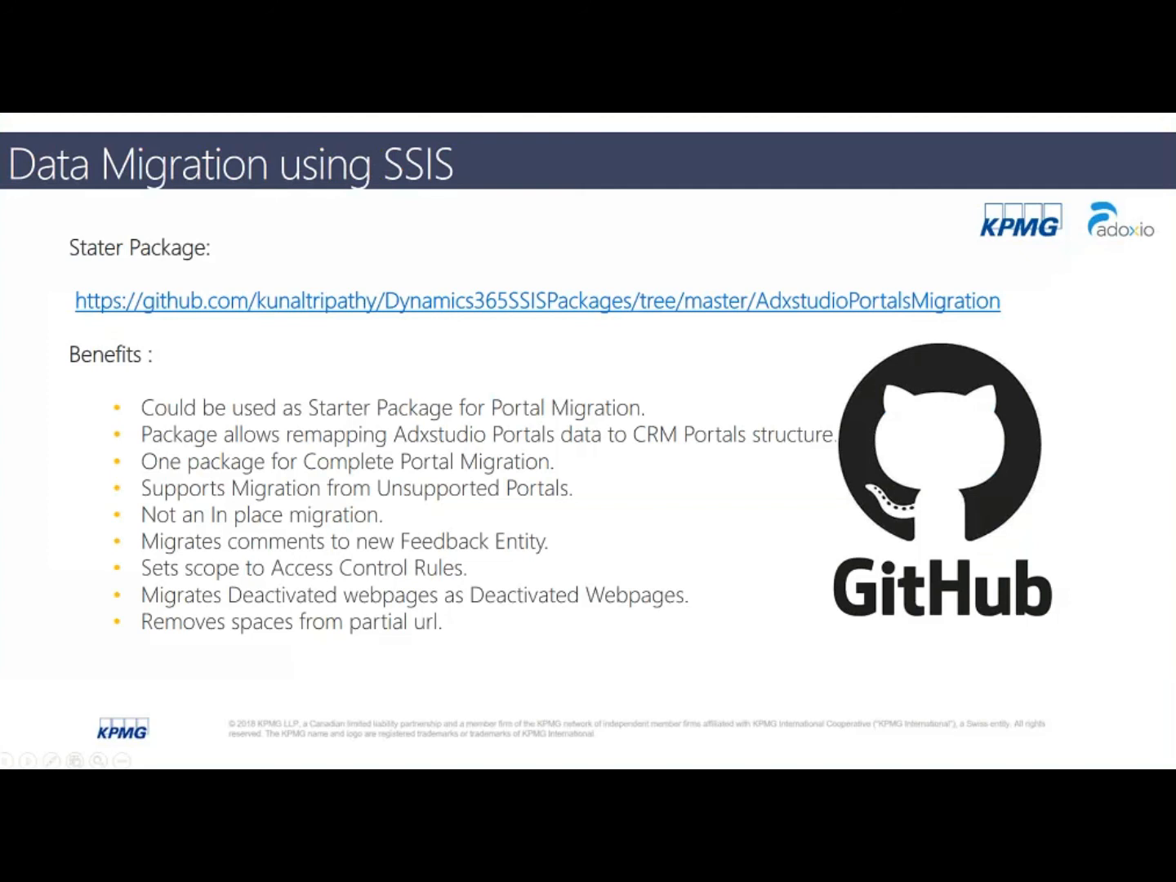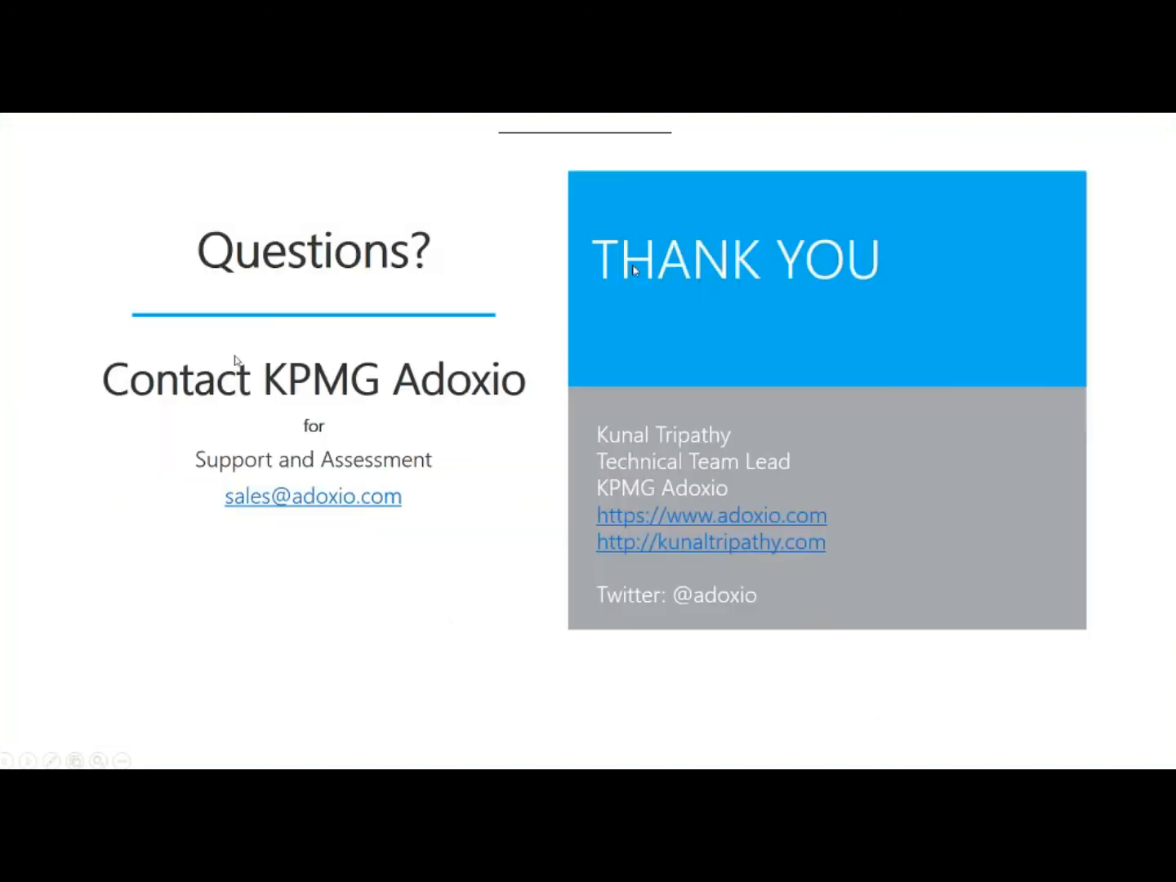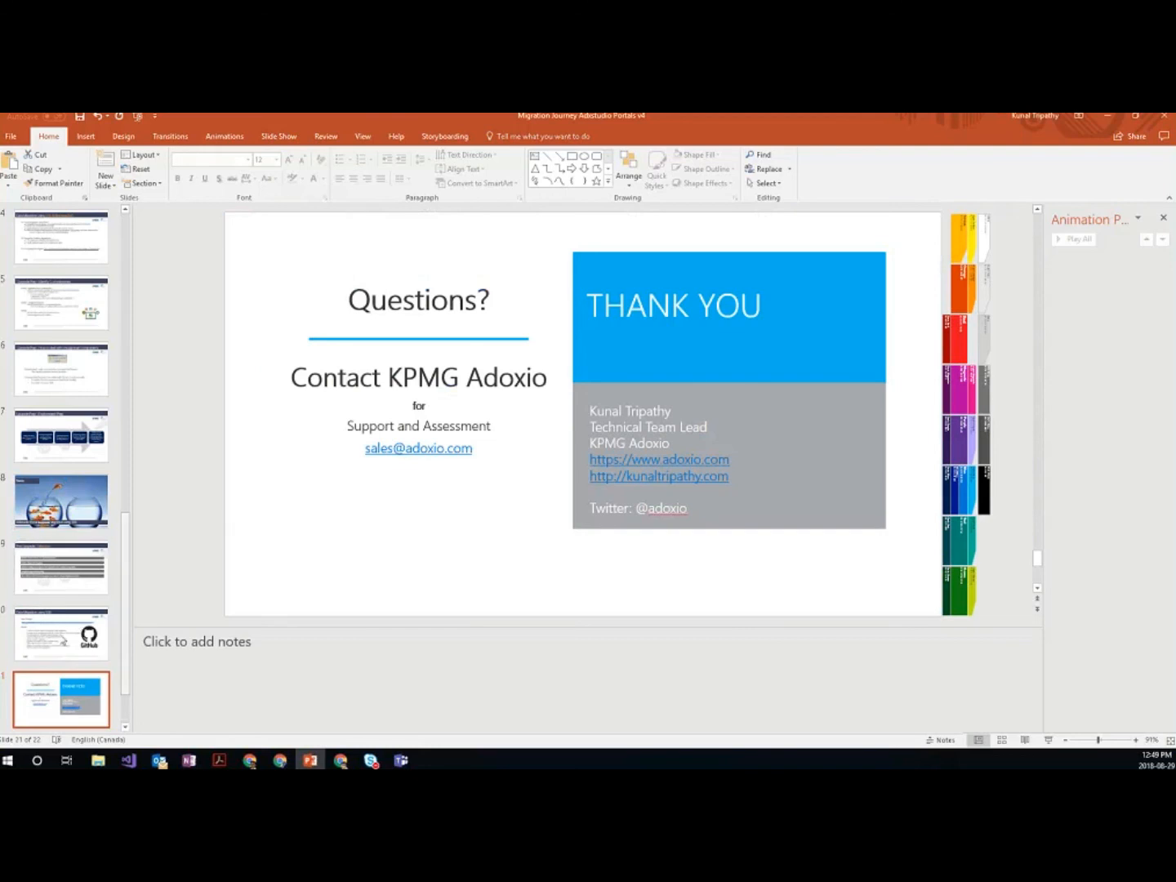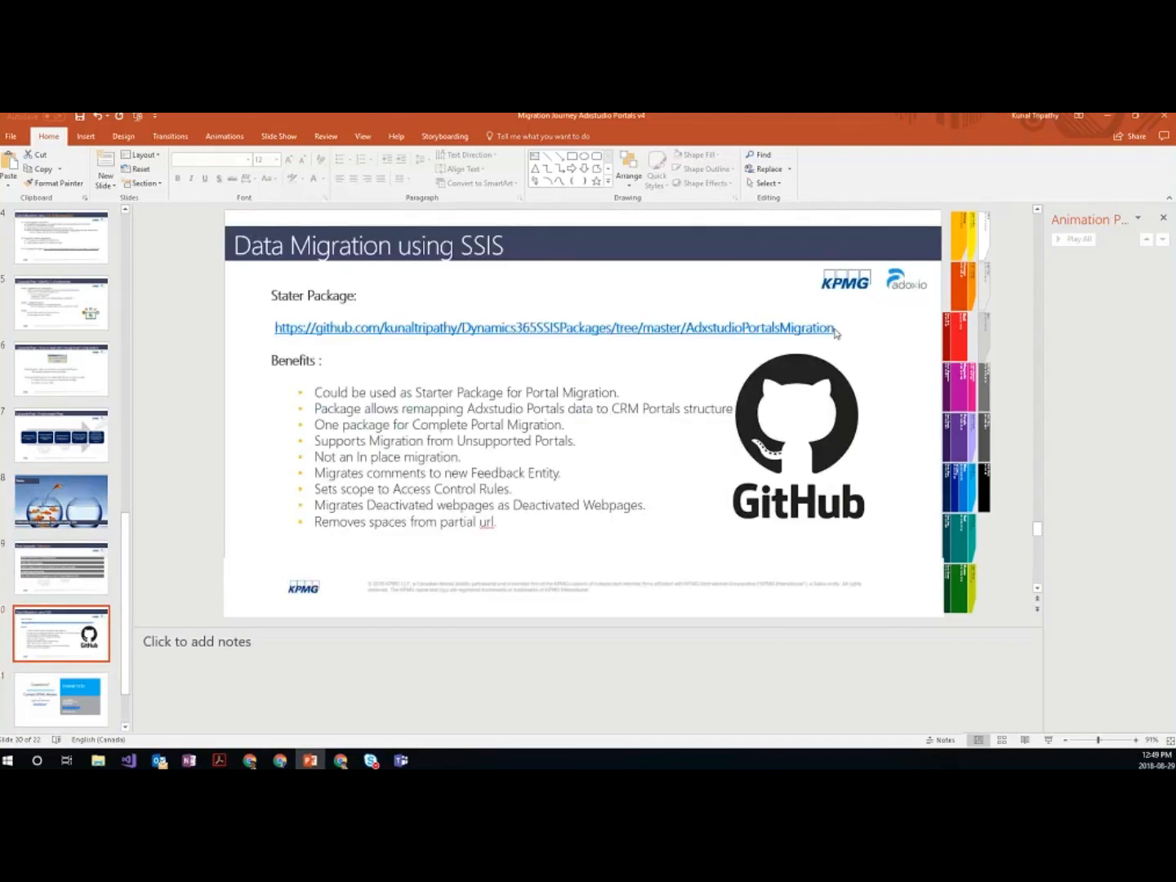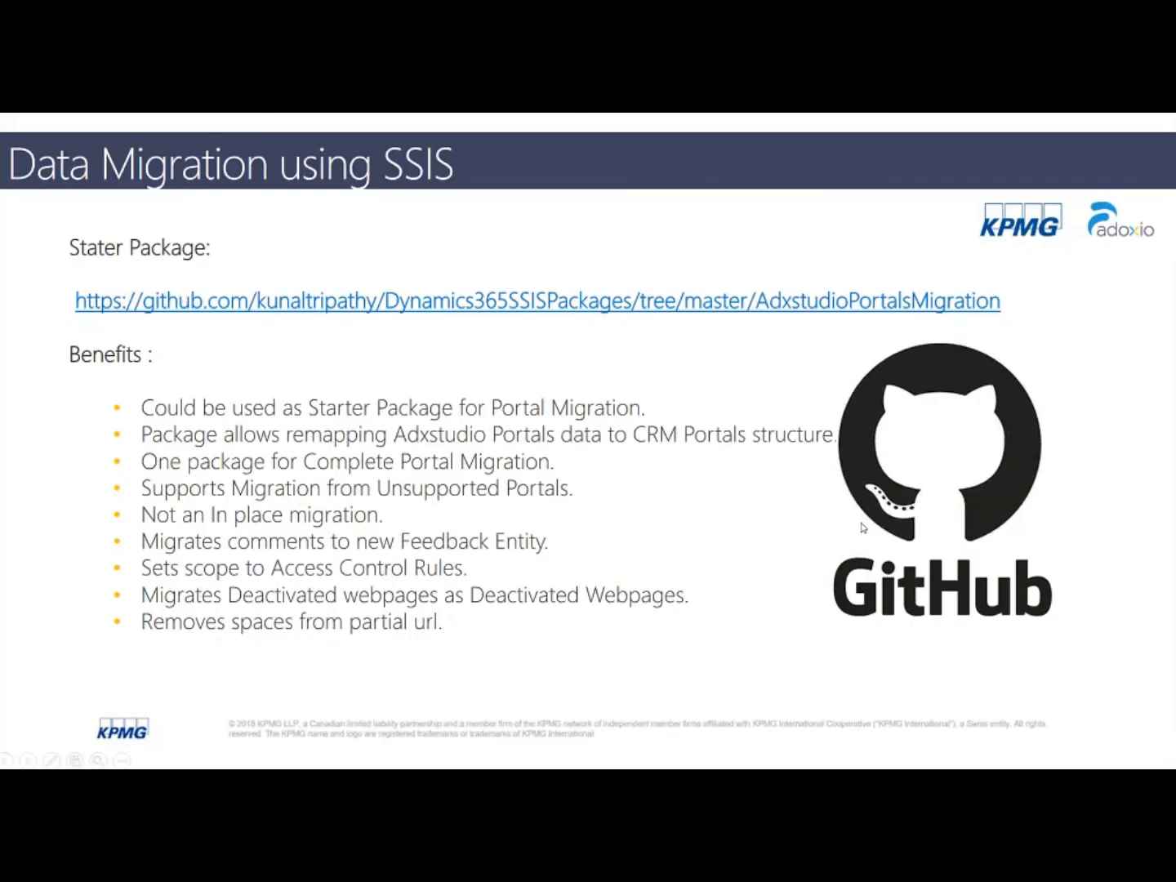The package is already on the GitHub, okay, and let me actually paste the link in the chat to everyone. So the package is already on the GitHub. You can go take it and roll it. You can use this as a starter package. So it's no way saying that this is a complete package. It's the starter package. You can modify, adjust based on your implementation to migrate. It does allow remapping and everything.